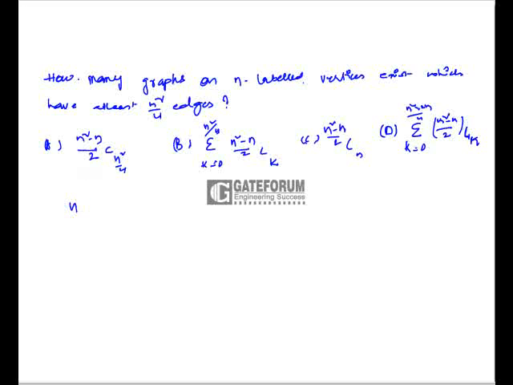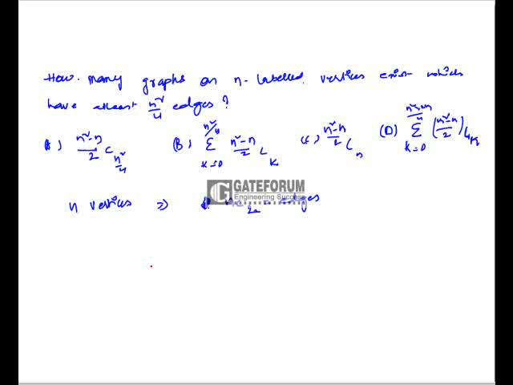If there are n vertices which are all labeled, that means there is some way we can identify those n vertices. So from these n vertices, how many edges can we form? That is nC2. By selecting any two vertices, we can form an edge. So the number of edges would be nC2. With nC2 edges, how many graphs are possible?